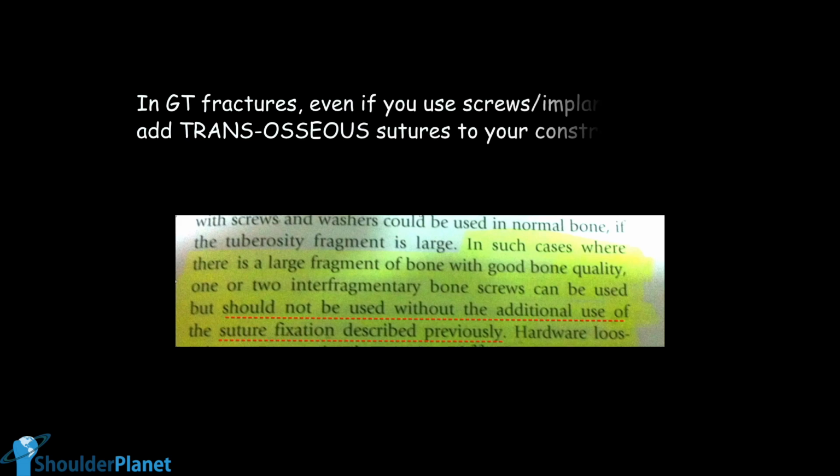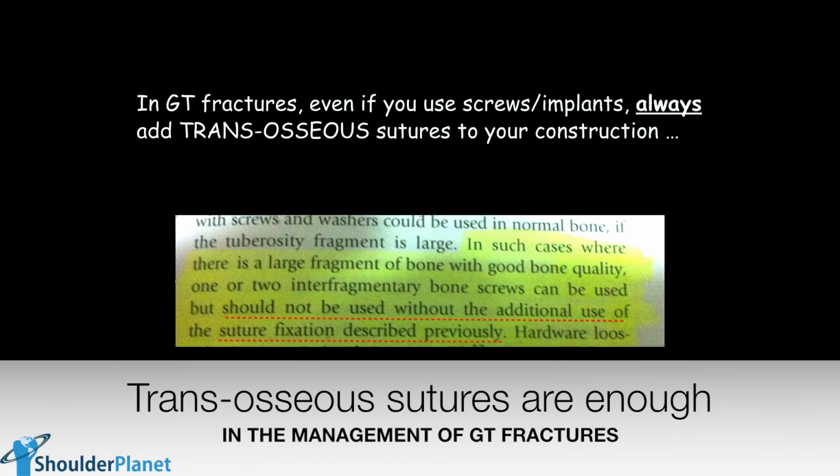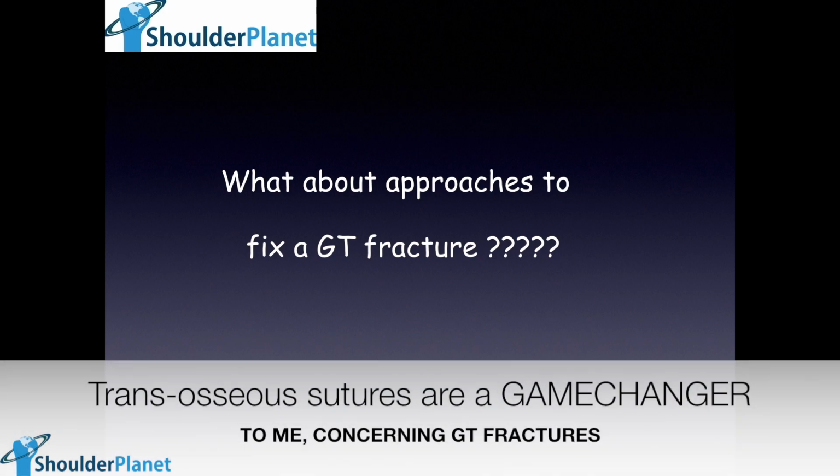The idea is exactly this: in greater tuberosity fractures, even if you use devices like screws, implants, cannulated screws, K-wires, anchors, always add transosseous sutures to your construction. But I go beyond, and I say, and I quote, you need nothing but transosseous sutures. This is the best way I can understand this, and this has been, for the third time in this lecture, a game changer in my life.